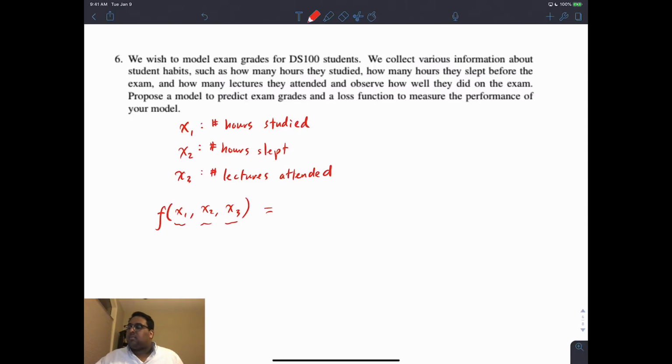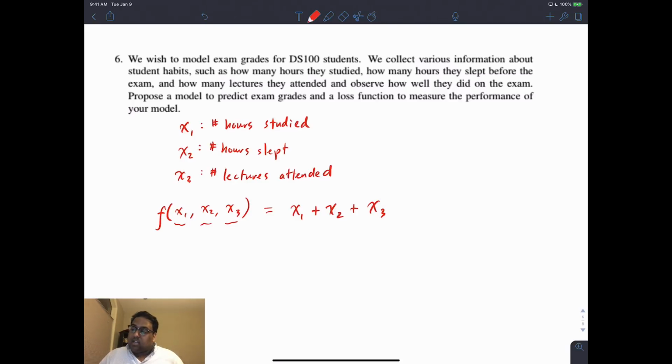It's something times the number of hours they studied, plus something times the number of hours they slept, plus something times the number of lectures they attended. Okay, and so the most basic model we can come up with is just x1 plus x2 plus x3. Okay, number of hours they slept plus the number of hours they studied plus the number of lectures they attended.